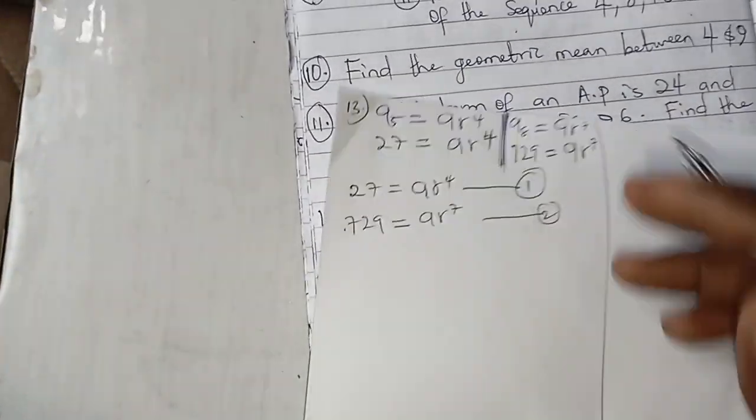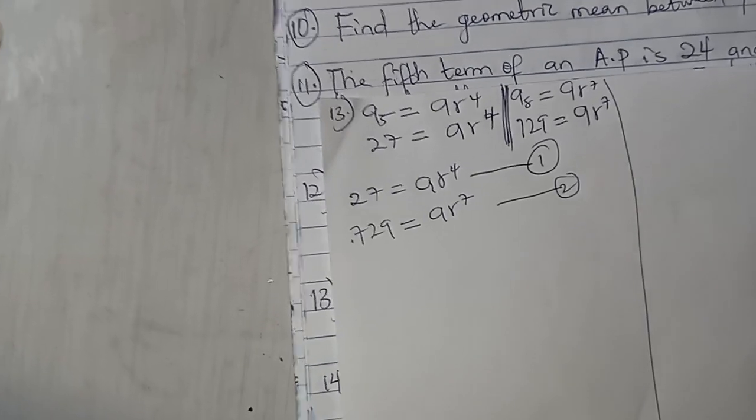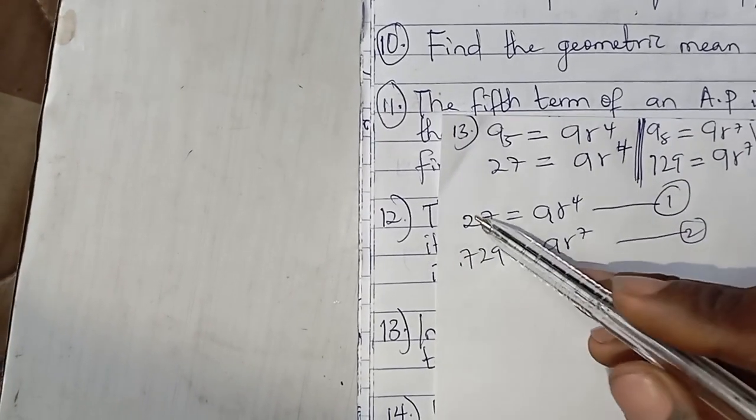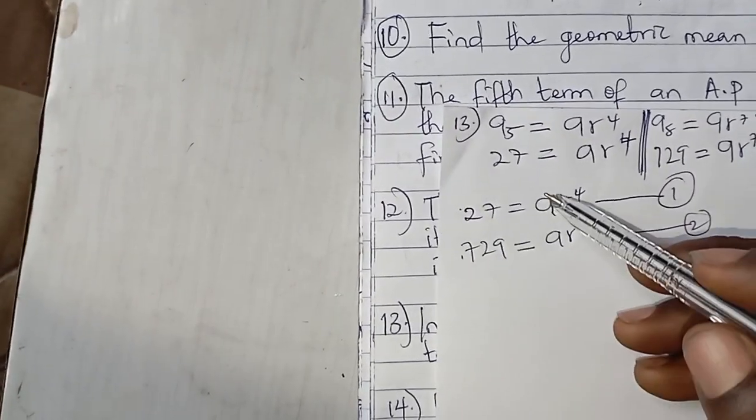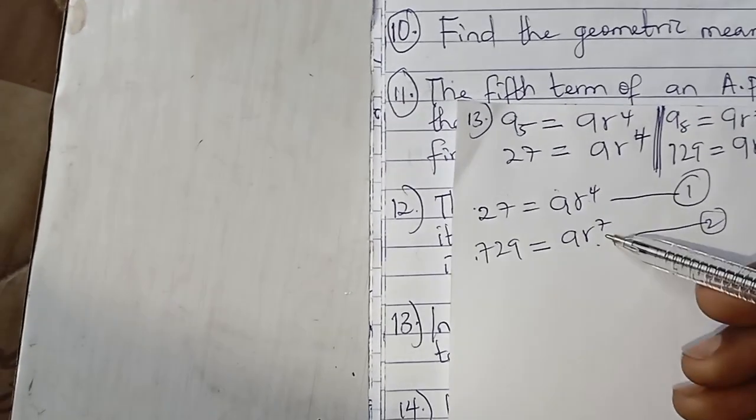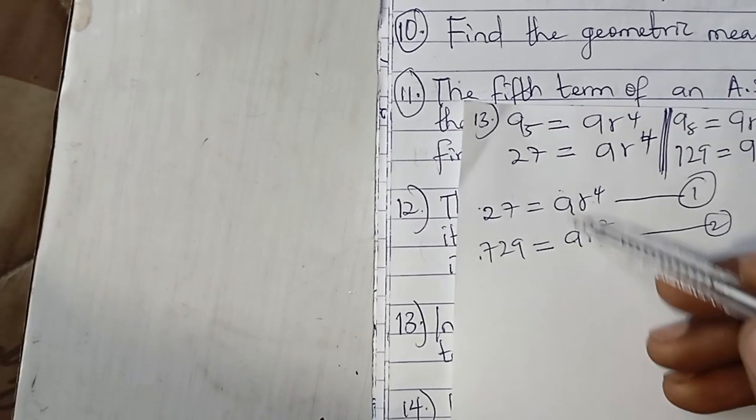Sometimes you focus on just what you're given, but they might not give you two things. They want to know your knowledge, if you really know it. So what is common here? I see 27, I see 729. I see A and I see A. I see R and I see R. But this is carrying 4, this is carrying 7. How do I make this common thing cancel?